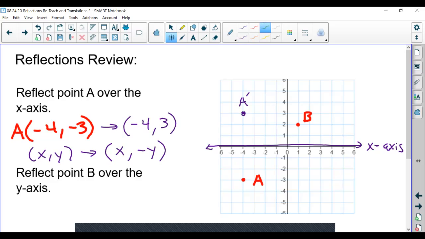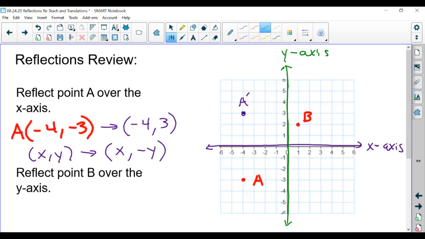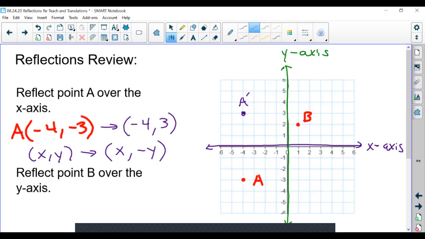Let's talk about point B going over the y-axis. Remember that the y-axis runs vertically. So we have the y-axis right there. And the process is the same. So B is starting here at 1, 2.